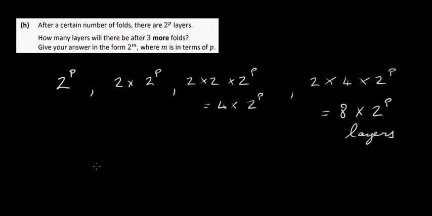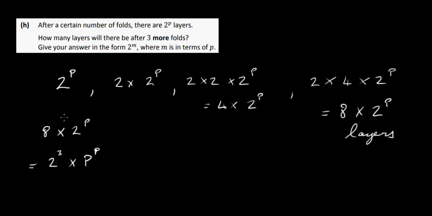However, it says give your answer in the form 2 to the power of m. So we have 8 times 2 to the power of p. We've got to change that to 2 to the power of something only. So change the 8 to 2 to the power of something, that's 2 cubed. 2 times 2 times 2 will give us 8.